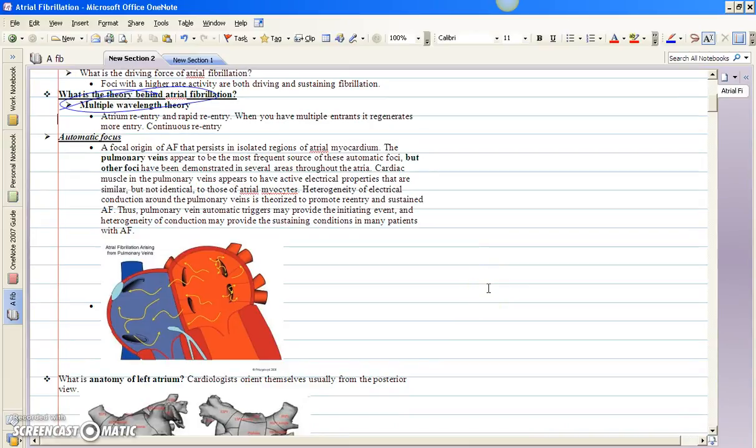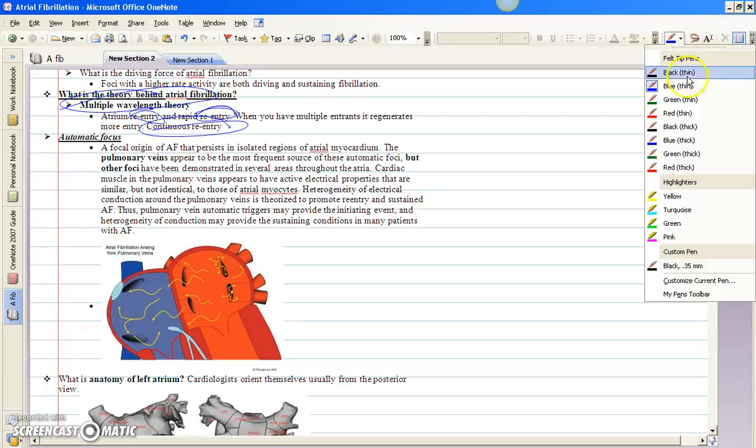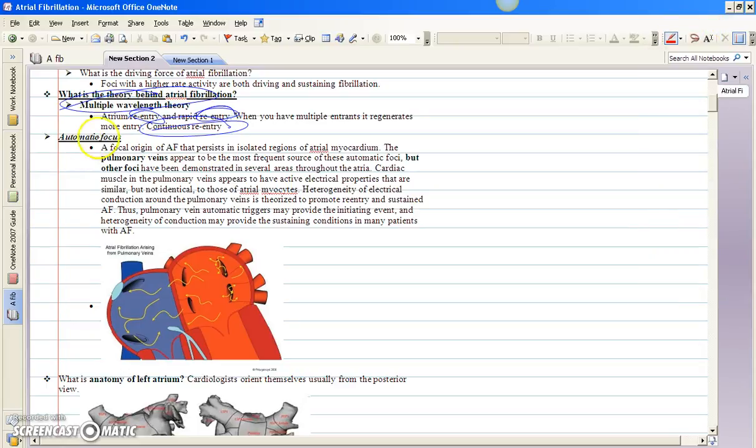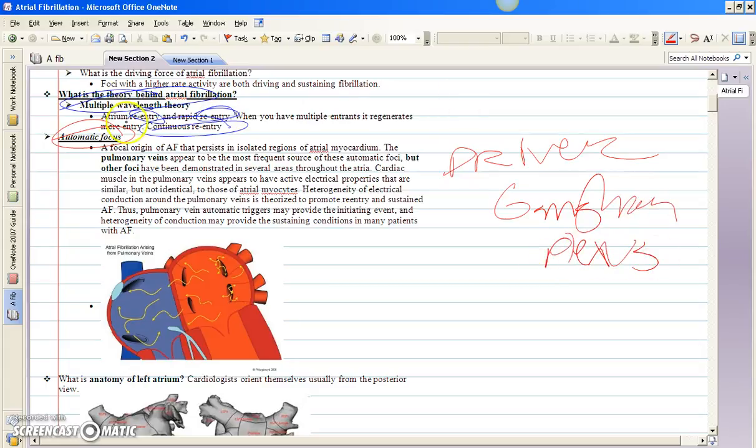So what is the theory behind atrial fibrillation? Originally it was hypothesized that it was something related to multiple wavelength theory. Okay, so you get re-entry, and you get re-entry again, and ultimately it leads to just a continuous re-entry. Today, what's more commonly believed to be true is something called the autonomic focus. You might hear buzzwords like driver, ganglionic plexus, right? And they're all referring to this autonomic focus we just mentioned.